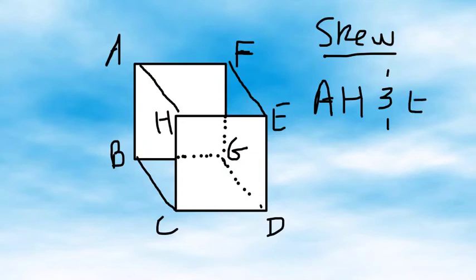You can see here's AH, here's ED in the very front. They're not even close to touching. They're not parallel. They're not in the same plane. That's an example of skew lines.